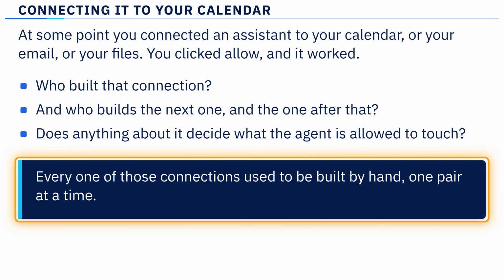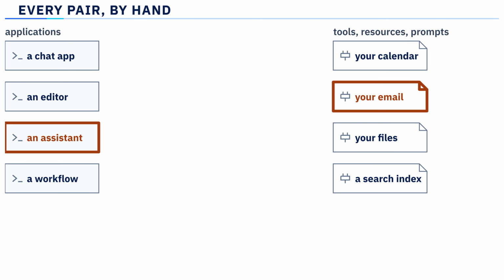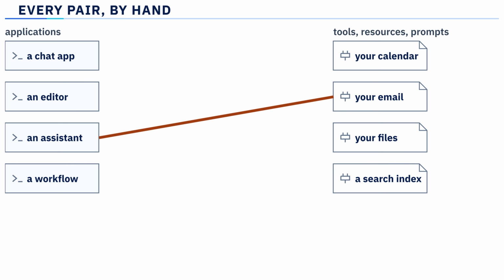So this is where we start. Connections like that were mostly built by hand, one pair at a time. Start with a pair you already know. On the left, the assistant. On the right, your email. A couple of episodes back, you watched this pair send Maya the Q3 report. That connection did not appear on its own. Someone sat down and built it by hand. One wire from this one app to this one tool.